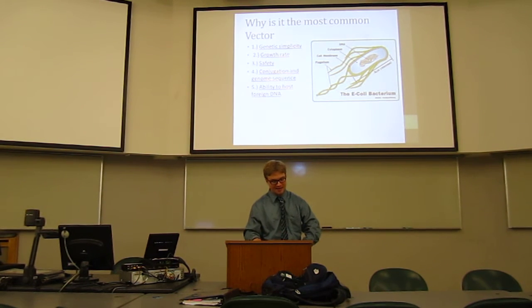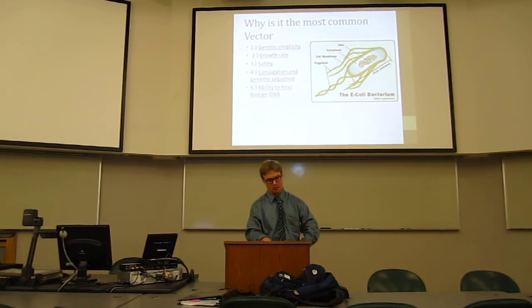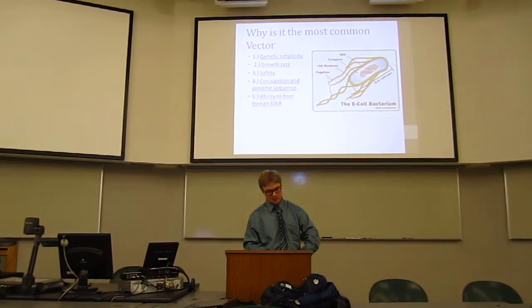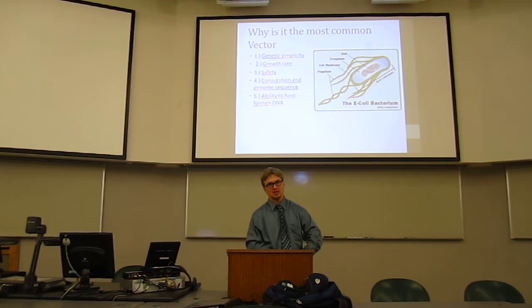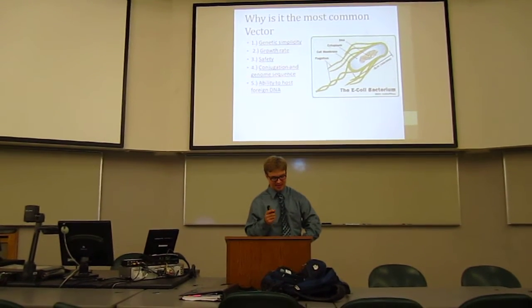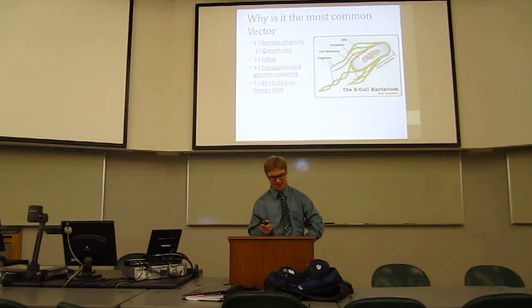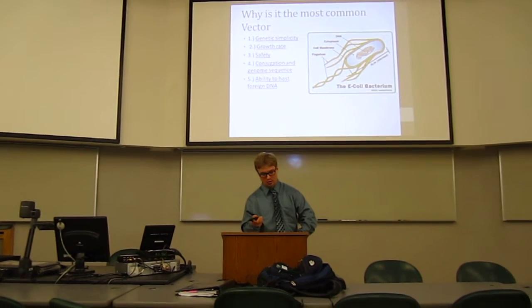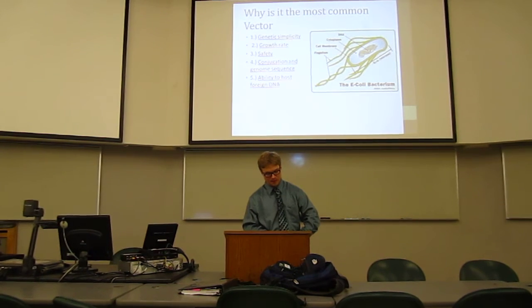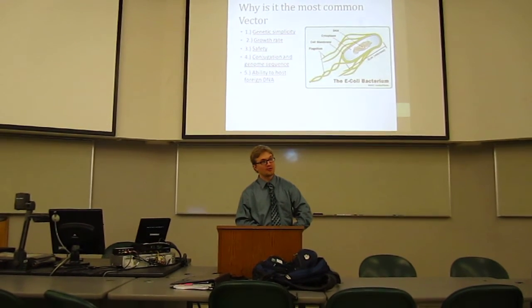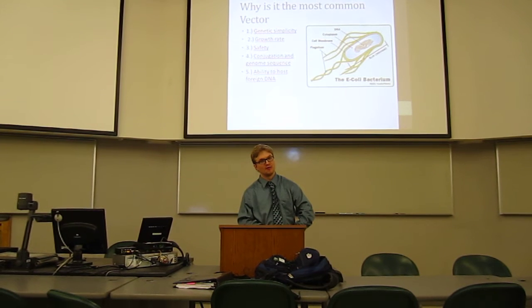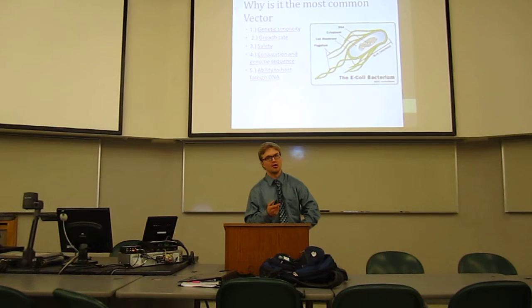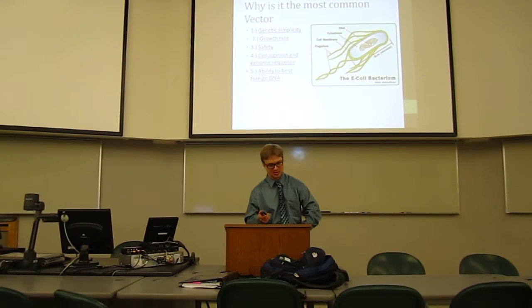Okay, so why is this the most common vector? For one, there are 5 reasons pretty much. Genetic simplicity. This bacteria has a small genome size compared to eukaryotes. So E. coli has 4,400 genes versus humans, who have 300,000 genes.